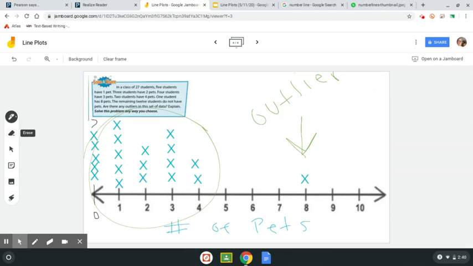Because it's all by itself, right? So do we have an outlier? Yes, we do. Our outlier is the one student who has 8 pets because it's very different than all the other sets of data.